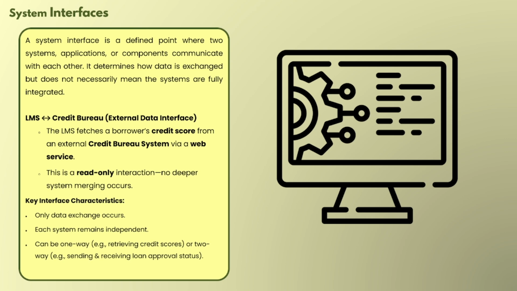Now what they want to communicate: the loan management system fetches a borrower's credit score from an external credit bureau system via a web service. We'll see what a web service is in depth later. Let us consider it is just a tool. Using that tool, the loan management system is able to fetch the data from the credit bureau system. Now tell me what's going on here.